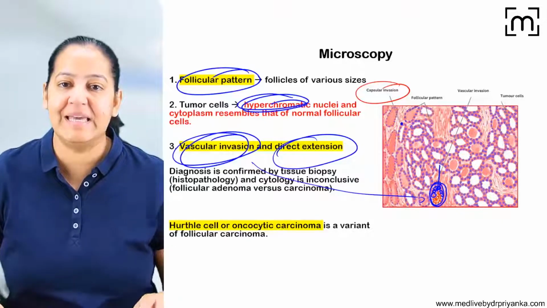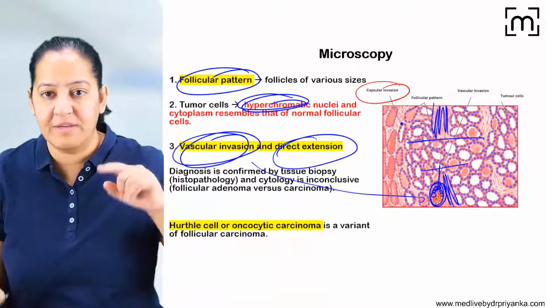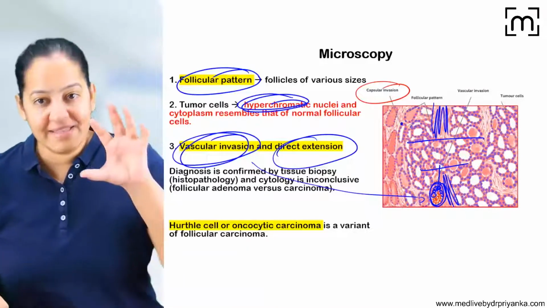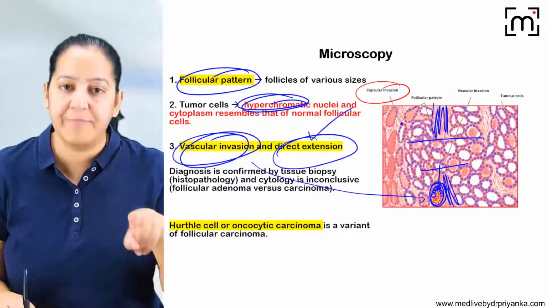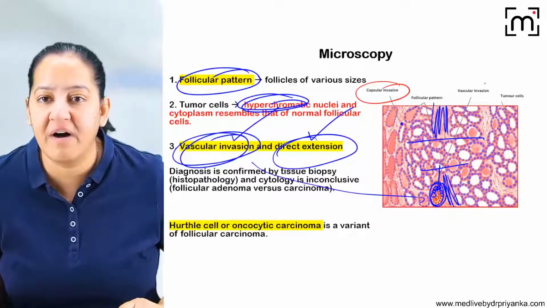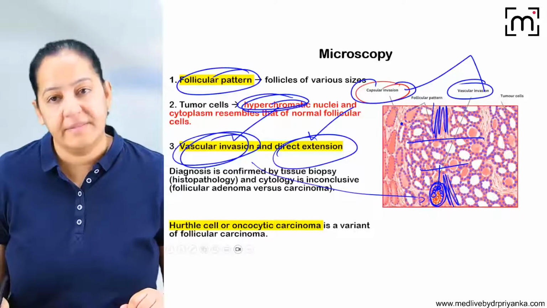So I can see the capsule, and I can see the tumor is infiltrating through the capsule, and I can see a blood vessel and the tumor is going inside the blood vessel. So two invasions, capsular invasion and vascular invasion. Vascular and capsular invasion both are very common in follicular carcinoma. That you have to learn.